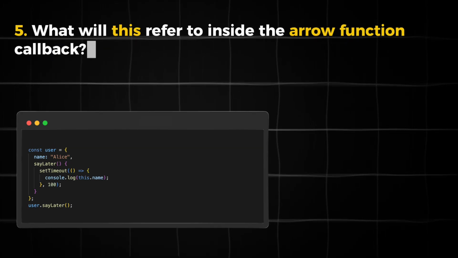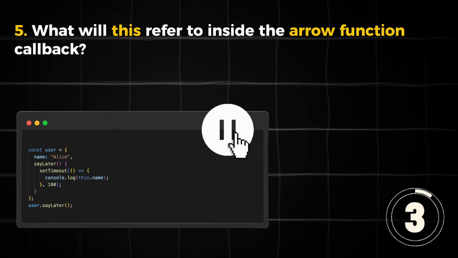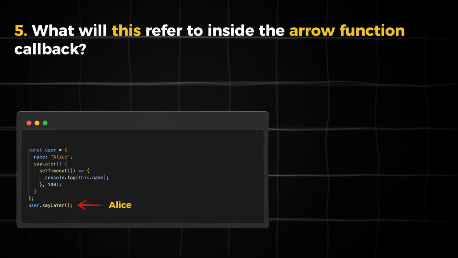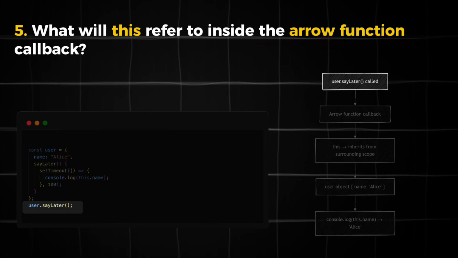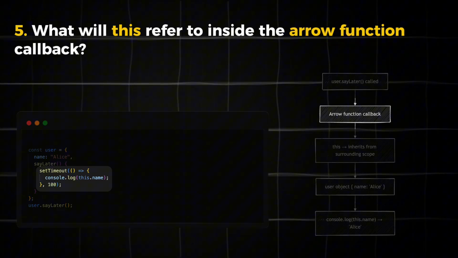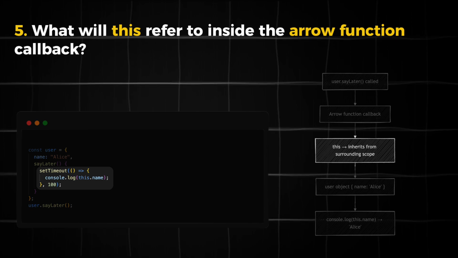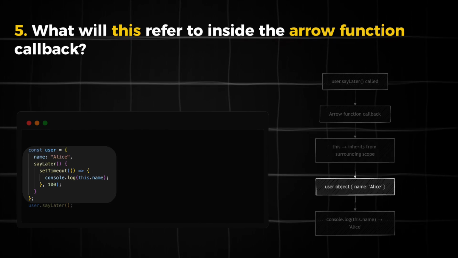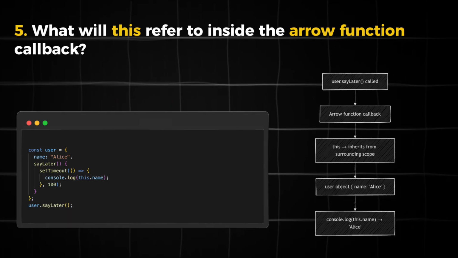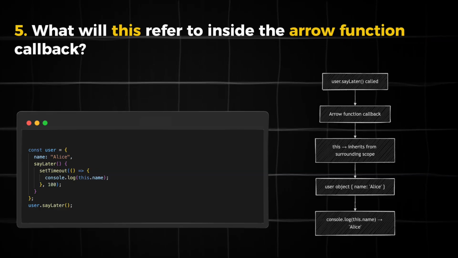Number 5. What will this refer to inside the arrow function callback? The answer is Alice. In sayLater, the method is called. It registers an arrow function as the callback. Arrow functions don't have their own this, they inherit it from the surrounding scope. Here, the surrounding scope is sayLater, where this is user. That means this.name inside the arrow is the username, so the console logs Alice.